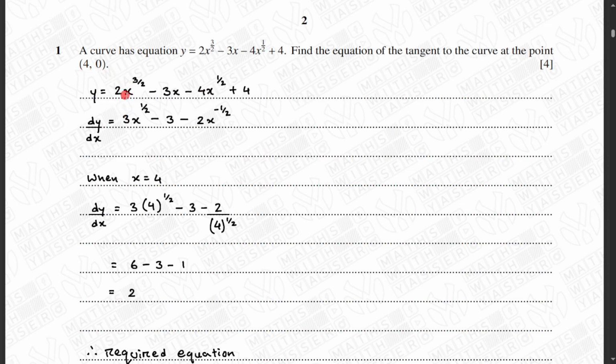So 2x to the power 3 by 2, when you multiply 3 by 2 with 2, you get 3. And 3 by 2 minus 1 will give you half. And differentiating 3x will give you 3. 4x to the power half, when you multiply half with 4, you get 2. And half minus 1 is minus half. And 4 becomes 0. So when x equals 4, dy by dx will be 3 times 4 to the power half minus 3 minus 2 over 4 to the power half. So it will be 6 minus 3 minus 1, which is equal to 2.